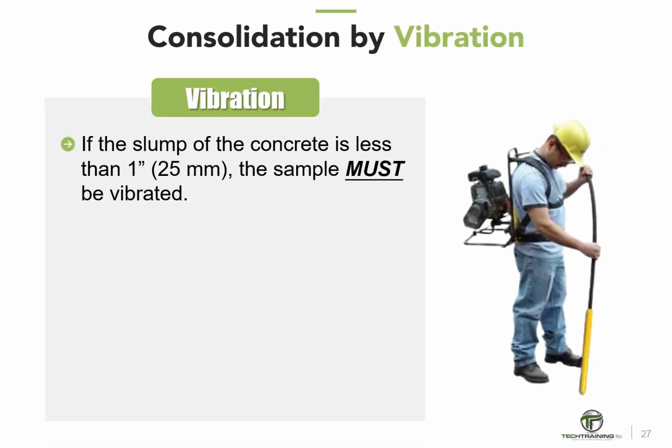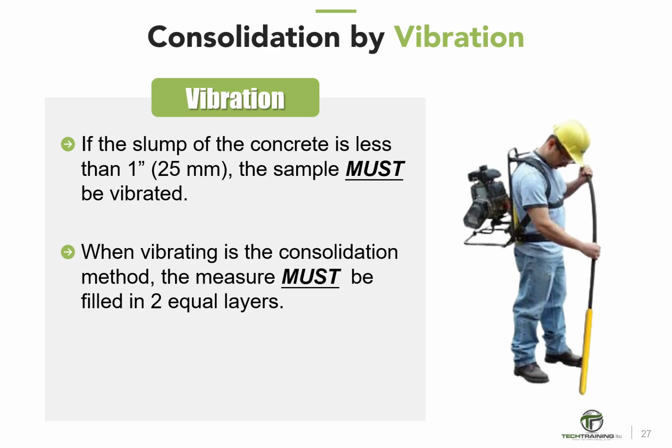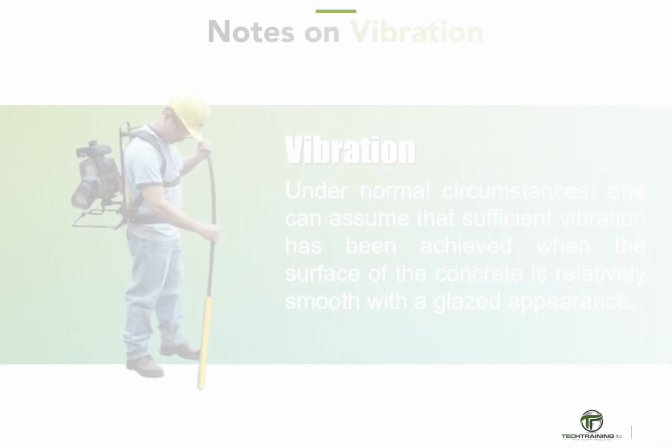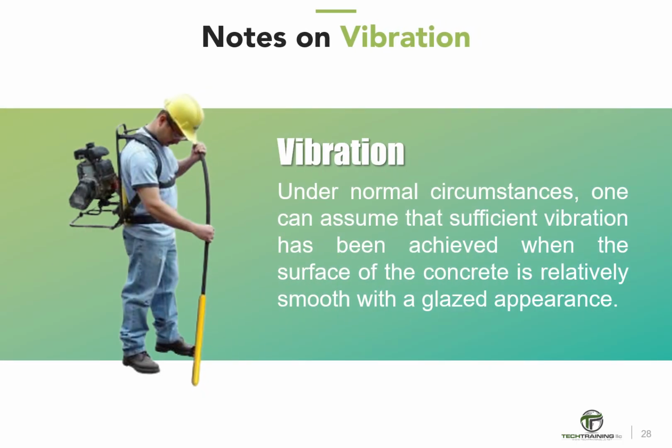If the slump of the concrete is less than 1 inch, or 25 millimeters, the concrete sample must be vibrated. When vibration is the consolidation method, the measure must be filled in 2 equal layers. The vibrator must be inserted at 3 locations across the surface area of the concrete. Be sure that all the concrete, for each layer, has been placed in the measure before the vibration begins. Under normal circumstances, one can assume that sufficient vibration has been achieved when the surface of the concrete is relatively smooth with a glazed appearance.